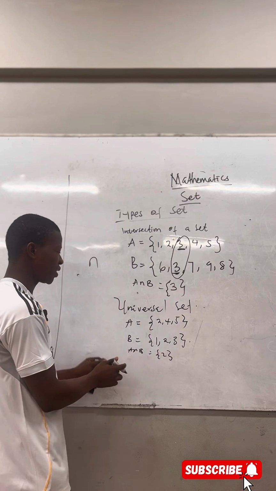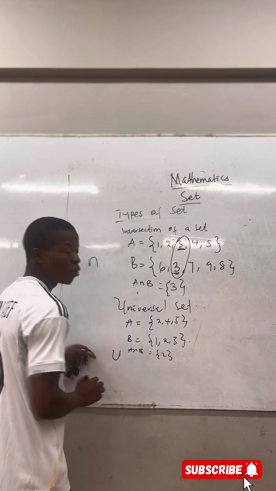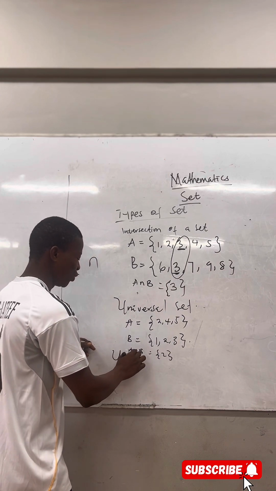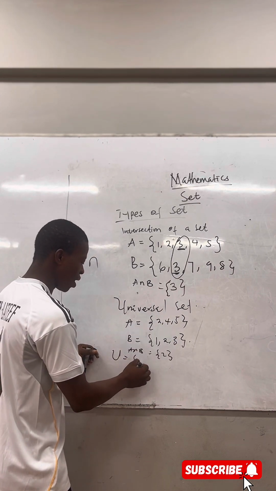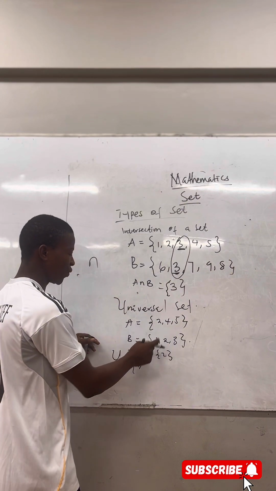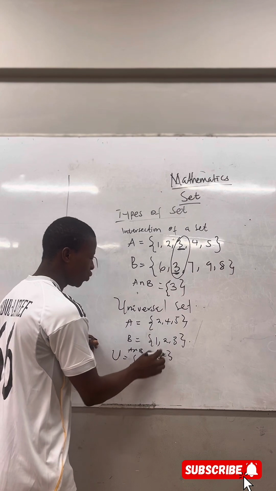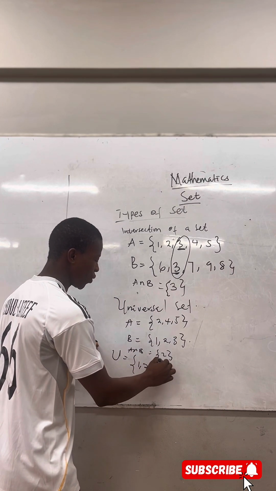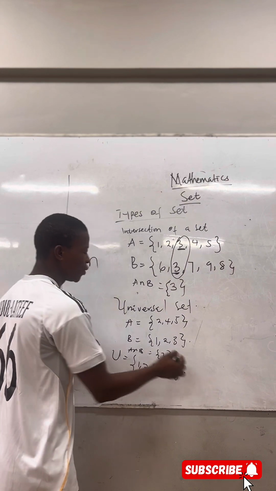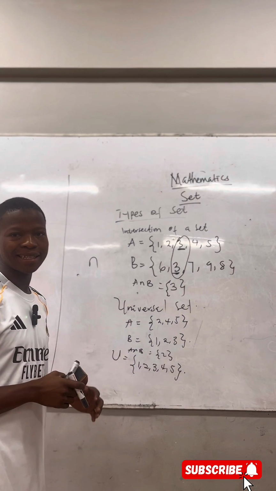So the universal is always represented by mu in the form of a populational statistic. So we have 1, we arrange them in order of what? Sequence, or in order of magnitude. 1, 2, we don't repeat. We have 3, we have 4, we have 5. So this becomes our universal set.